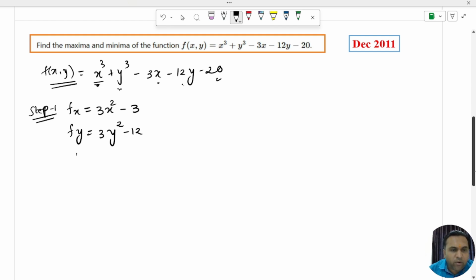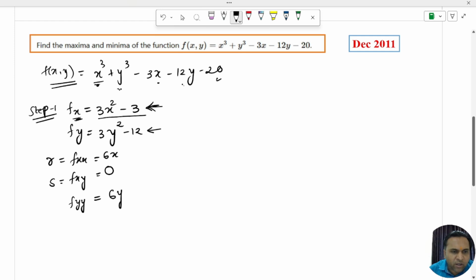Now you have to take fxx. Fxx means you take the derivative of fx once again with respect to x, so it becomes 6x. Fxy means take the derivative of fx with respect to y, so it becomes 0. And fyy means take the derivative of fy once again with respect to y, so it becomes 6y. Say this is your r, this is your s, and this is your t. This is your step 1.